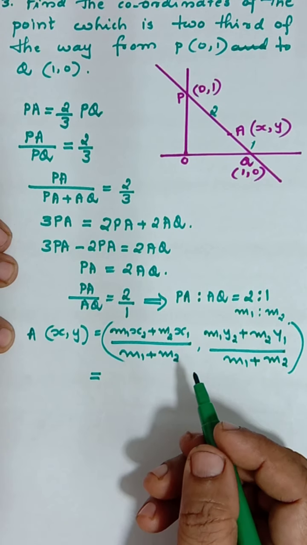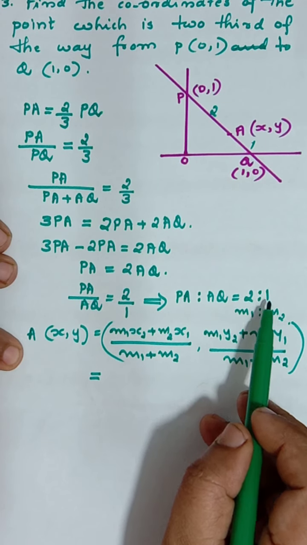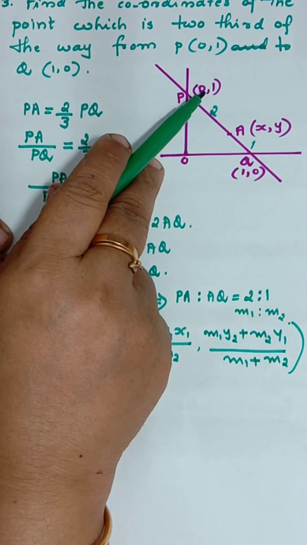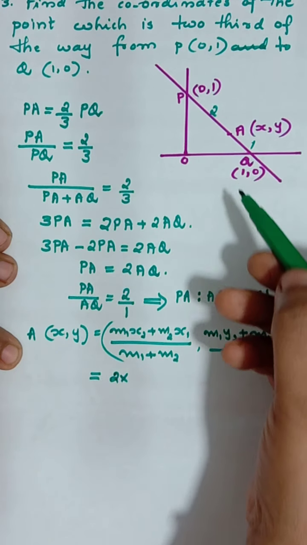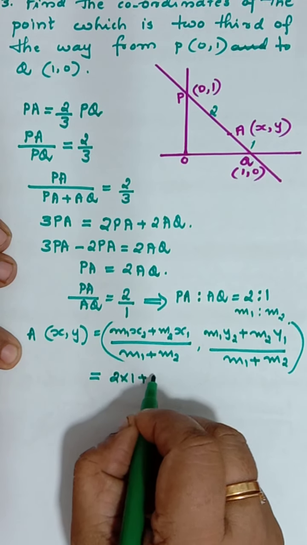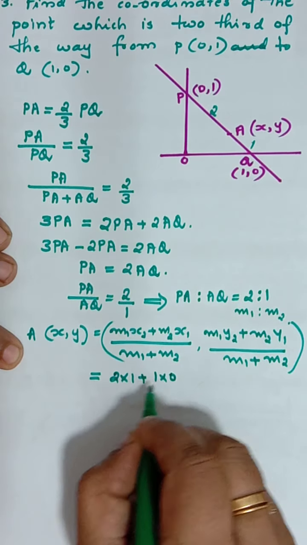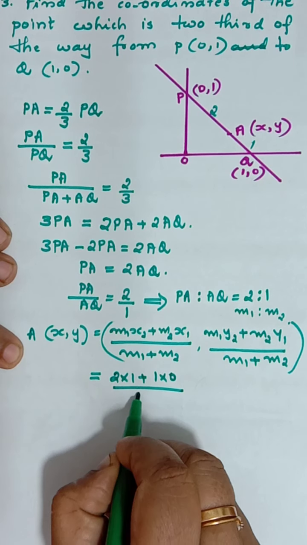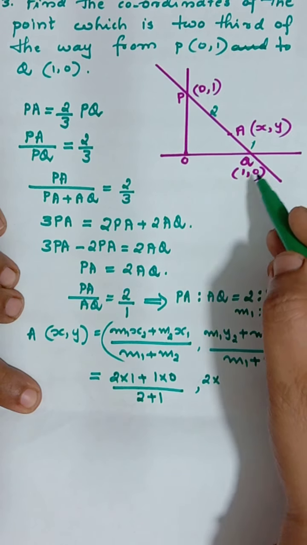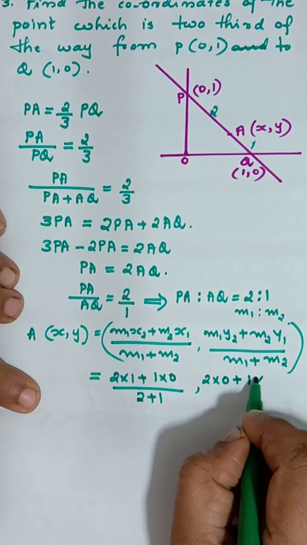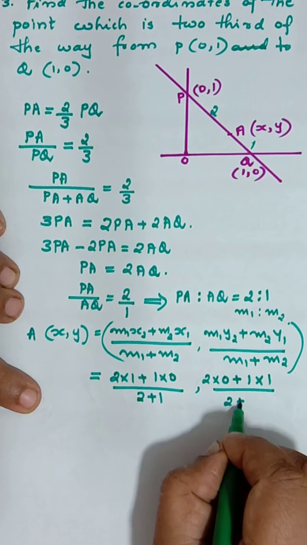That's equal to. Now let us substitute. We have M1 is 2, M2 is 1, P(0,1) is x1, y1. This is x2, y2. So substitution, 2 into x2 value is 1, plus M2, 1 into x1 is 0, divided by M1 plus M2, that is 2 plus 1. So similarly M1 into y2, y2 is 0, plus M2 into y1, y1 is 1, divided by M1 plus M2.